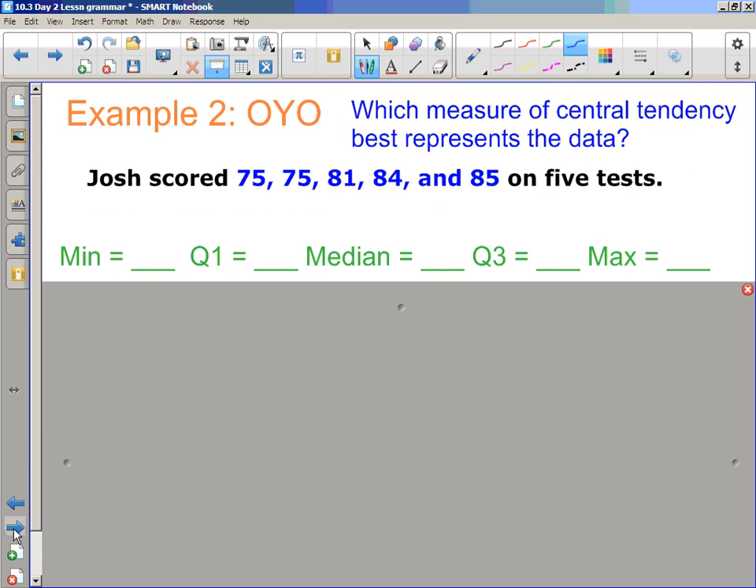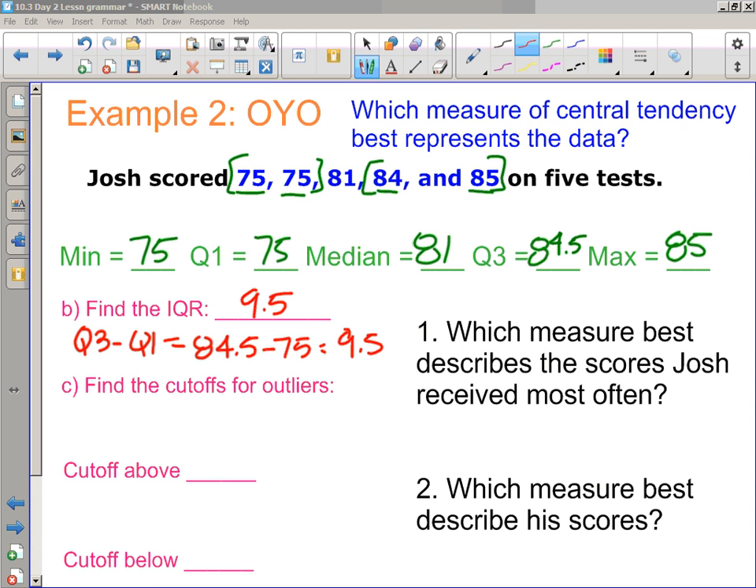All right, go ahead and pause the video and see if you can figure out if there are any outliers. All right, some numbers magically appeared on your page. I hope you got these for the min, Q1, median, Q3, and max. Remember, just like last time, I forgot to calculate the mean, but that's one of our measures of central tendency, so we're going to find that. So the mean in this case is 80.1.